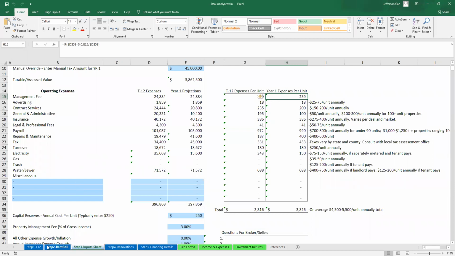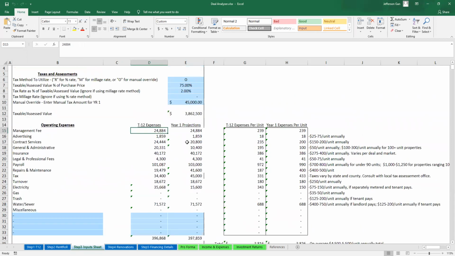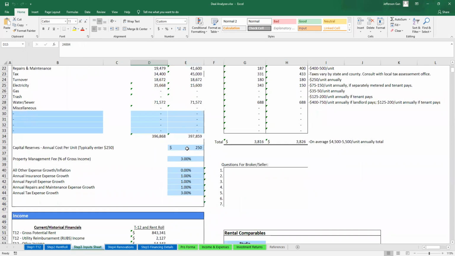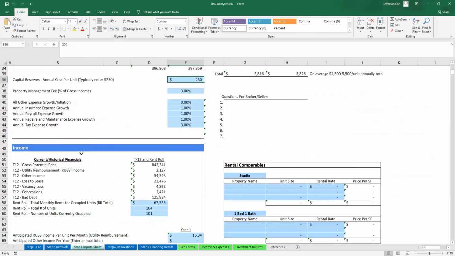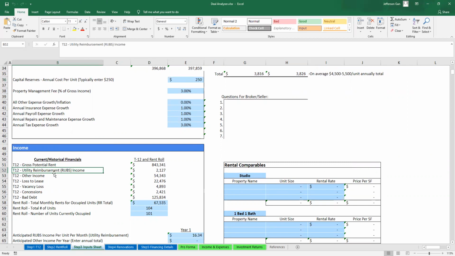So once I have put the T12, this will be reflected now under this T12 expenses, then I will put the year one projections for that particular deal. Then this is the capital reserve that the lender usually requires, ranging from 250 to 350 depending on the lender. Then for the income section, there will be potential rent, and this is the RUBS that I was talking about, basically billing back the utilities to the resident. Then other income, then loss to lease, vacancy loss. So this comes from the T12.